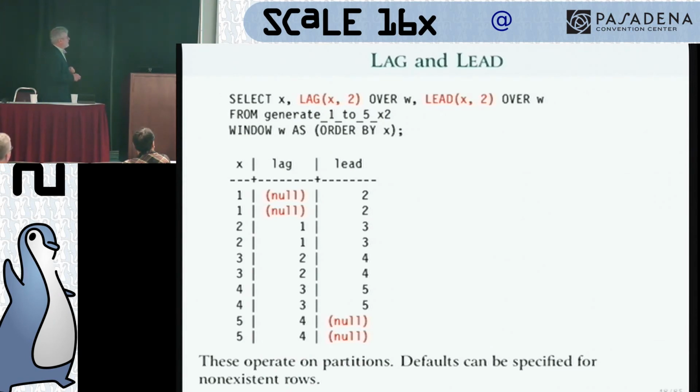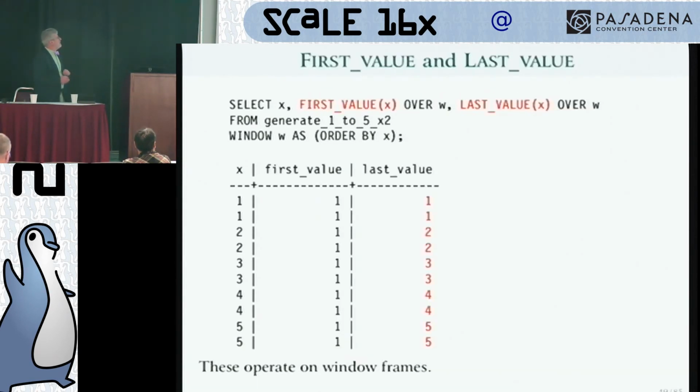I can do lag and lead. So here's the rows 2 rows before. Here's the ones 2 rows after. Okay? And the same qualification I gave you earlier: these operate on partitions, not window frames. Doesn't care about rows mode. Cares about order by, okay? But doesn't care about between or unbounded or any of that stuff. Just doesn't care. Okay? And you can define defaults for nonexistent rows.